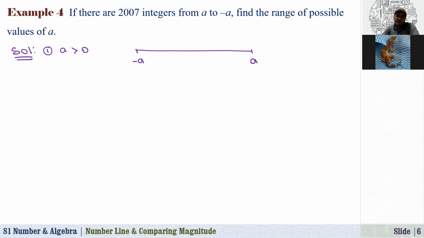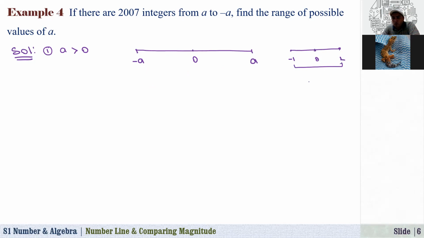Here a is not necessarily an integer, so it's just any real number. It may be a rational number. We are saying there are 2007 integers. Now suppose a is also an integer. Then here we have 0. For example, if we take negative 1, 0 and 1, negative 1 and 1 are integers. How many points? Here we have 3 points.